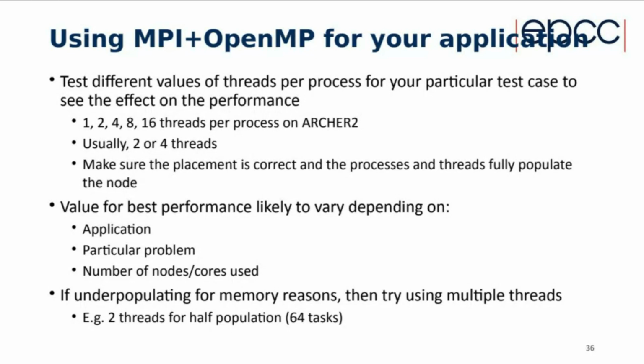And make sure that the thread placement is correct and that the processes and threads fully populate the node. Your best value for threads per process is going to vary on lots of things, such as your application, what particular problem you're running, and the number of nodes/cores that you're using. And if you're underpopulating for memory reasons, then you may as well try using multiple threads if you're already having to reduce the number of tasks.